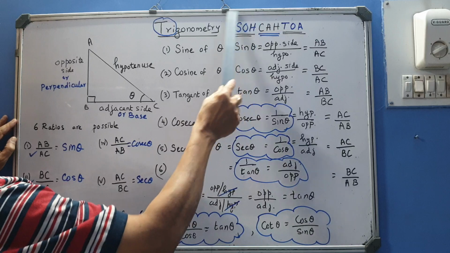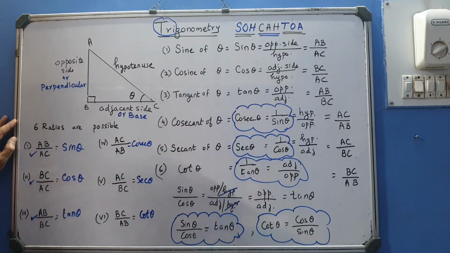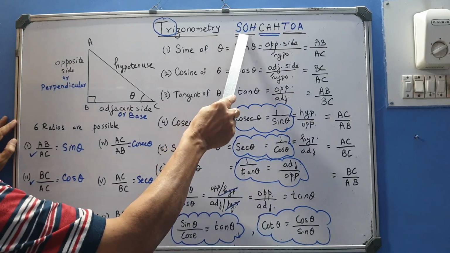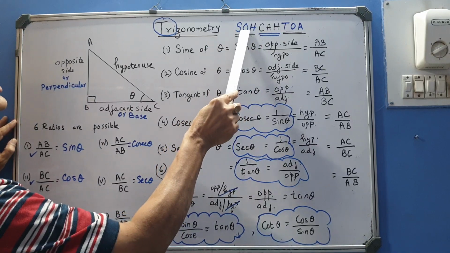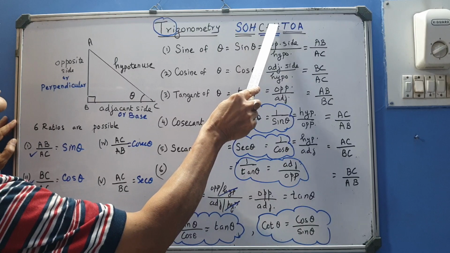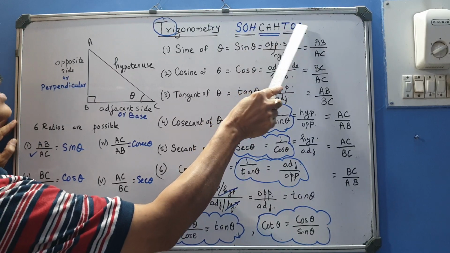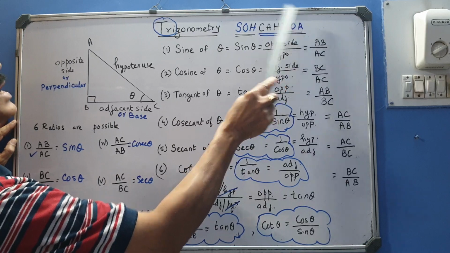If it's difficult for you to memorize, if you remember this word, we can get all the six ratios. SOH means sin theta is opposite by hypotenuse. CAH means cos theta is adjacent by hypotenuse. And TOA, tan theta is opposite by adjacent.